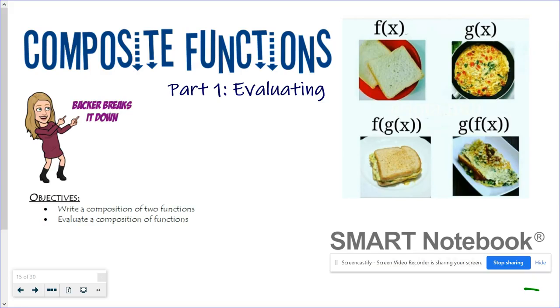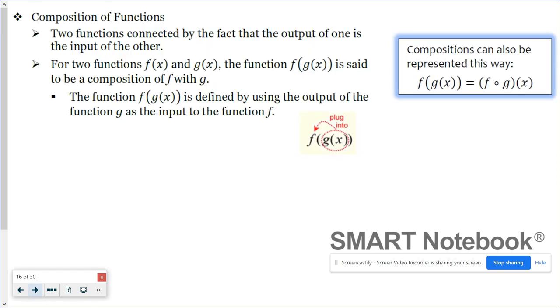In this episode, we're going to look at composite functions, specifically evaluating composite functions. But first, what's a composite function? Okay, so a composition of functions are two functions connected by the fact that the output of one is the input of the other.